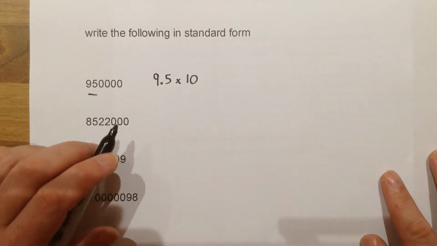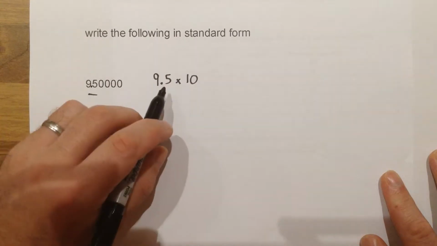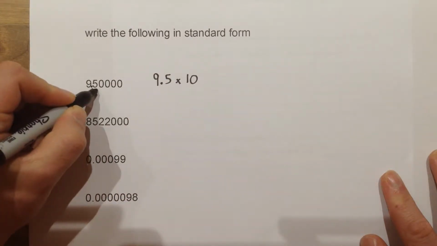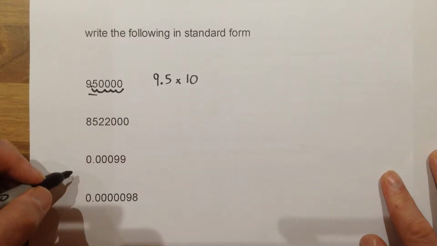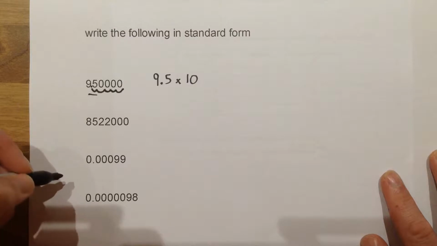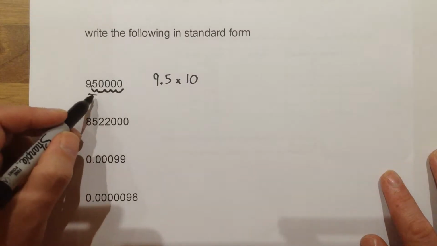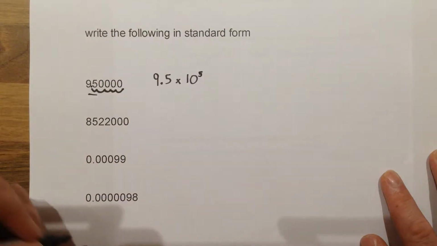A little trick that we can use is if you put the decimal point in this number where we've put it in our answer and work out how many places we are moving the decimal point to get to the end. Not something we should really do, but it is just a quick little cheat that we can do to work out an answer. So here we've moved it 5 places, so to the power of 5.